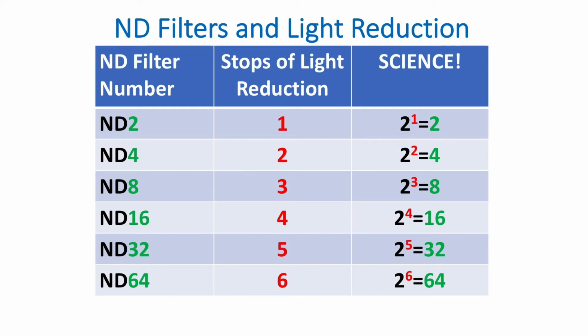Turns out, the number next to the ND represents the power of 2, that is the number of stops of light reduction you can expect from a filter. If you aren't sure what that means, here's a cheat sheet for you. Take a while and admire the elegance represented by factors of 2 and hearken back to high school algebra.